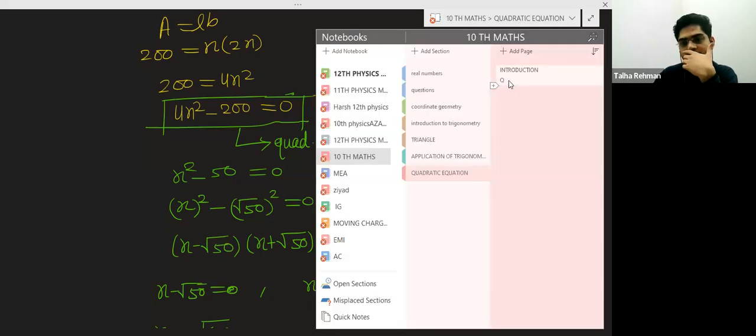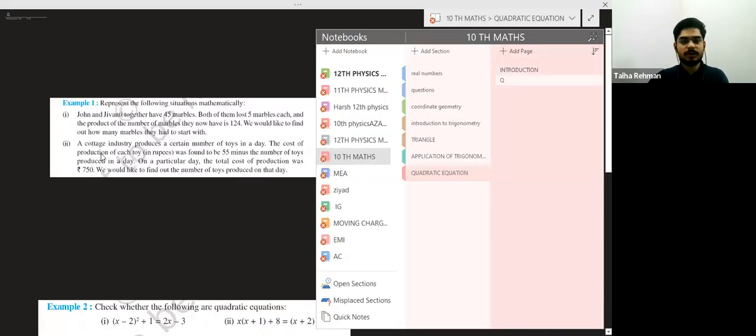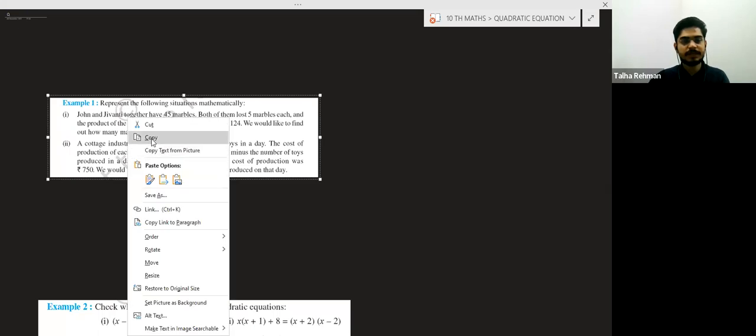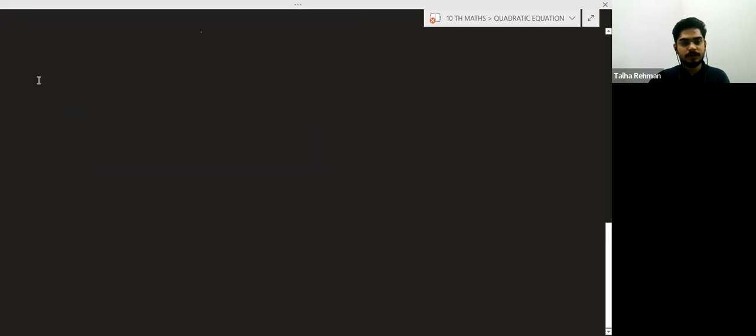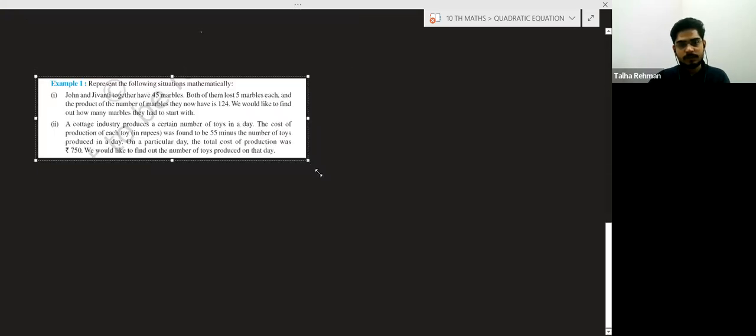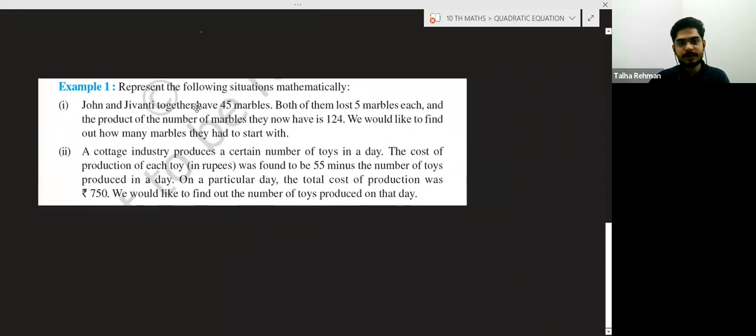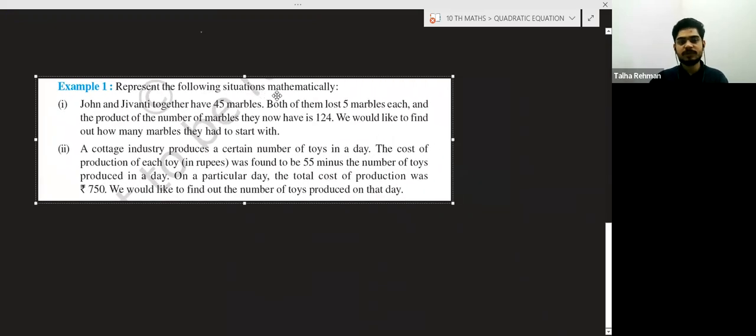Now we will solve one question. This is from NCERT example number 1. Okay, what are they asking? They are asking to represent the following situations mathematically. There are some real life situations given, and we have to form these statements mathematically.